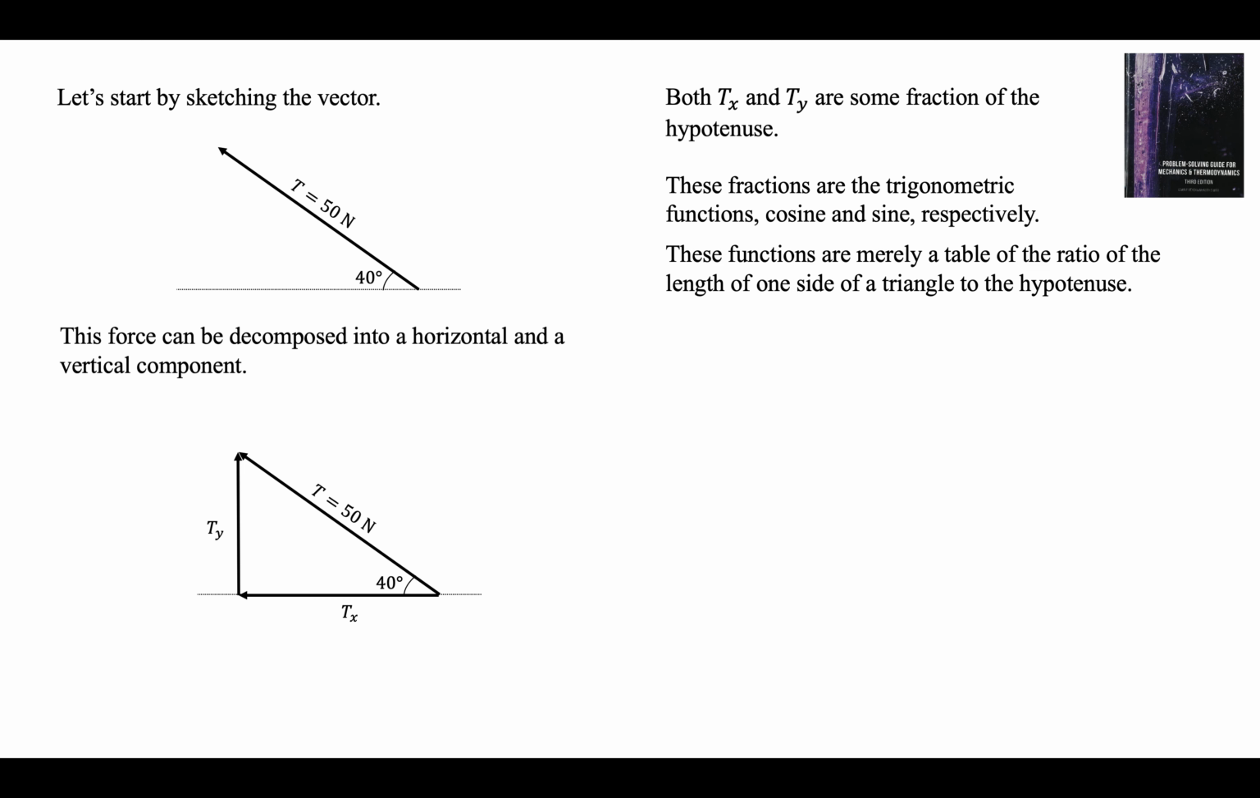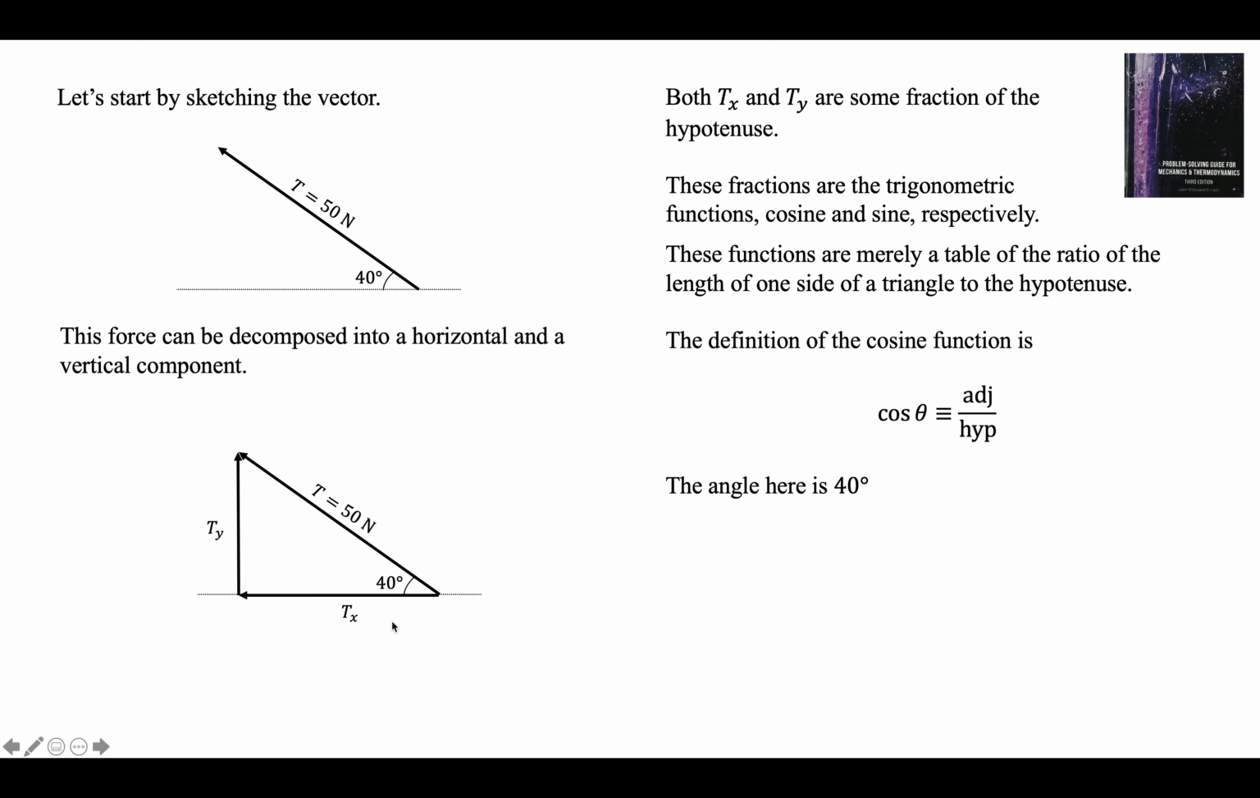Cosine and sine are fractions. They are the fraction the side is of the hypotenuse. That's all sine and cosines are. They're just tables. Tables of values. The definition of the cosine is adjacent over hypotenuse. If you forget that, ask me. I'll tell you. You don't have to remember that.